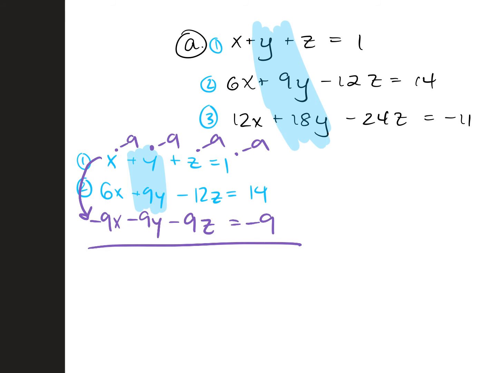Now let's combine. So it's 6x minus 9x. Negative 3x. We said our y's are going to cancel because I have 9y and negative 9y. What's negative 12z minus 9z? Negative 21z. And then 14 minus 9 is 5. What should I do next?